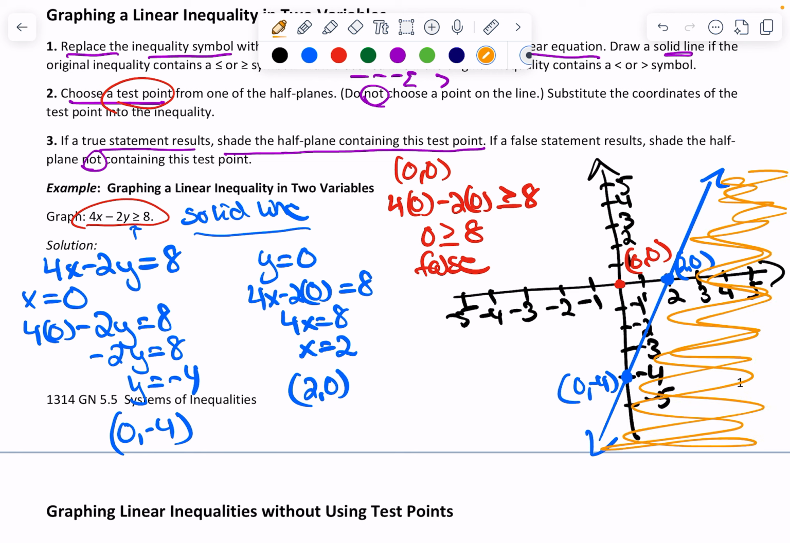And we could always double check. Pick a point from this side, for example, 4, 0. If we plug the point 4, 0 into the inequality, we get 16 is greater than or equal to 8, which is true. So that's it. Now we shaded the correct side.